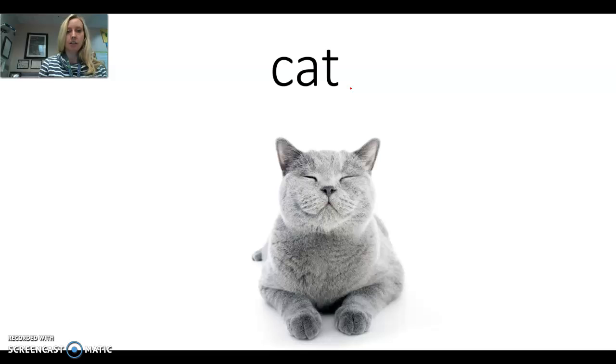Okay, next one. This is cat. Once again, you'll notice it has a C, not a K. Okay, let's make those sounds together. K, a, t. 3 sounds. Okay, let's make the sounds with the letters. K, a, t. And you'll notice we have an a in the middle.